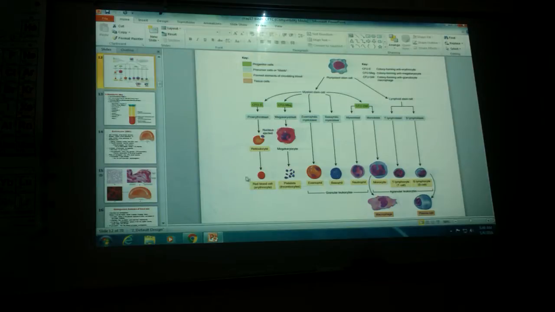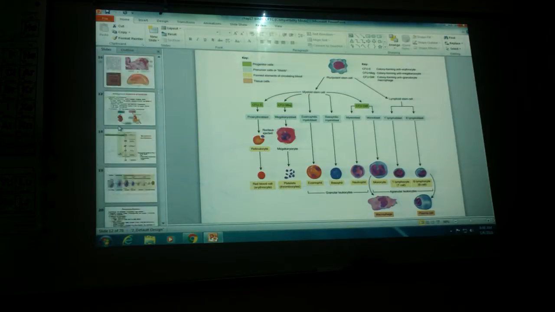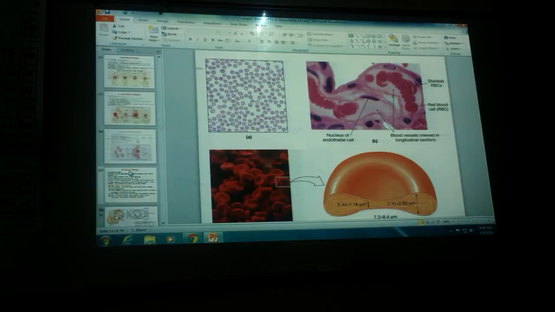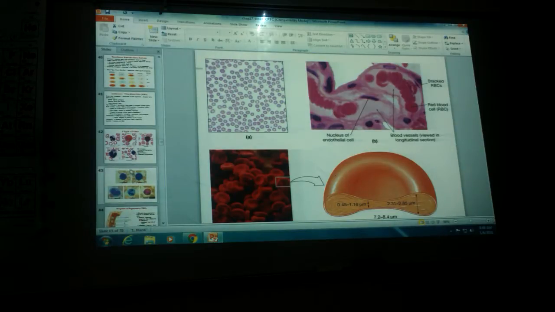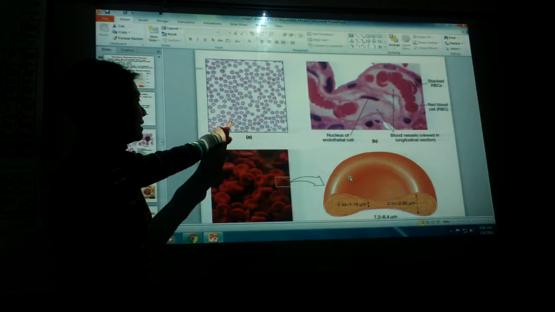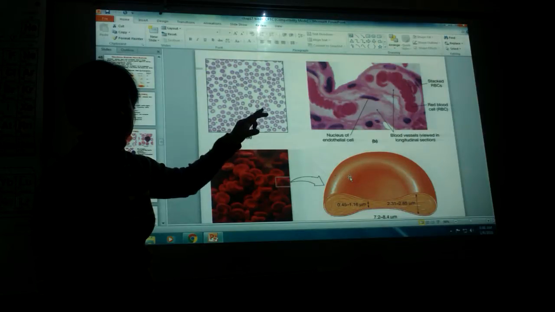By the way, when you're given a blood smear like this, you should be able to identify which one is a red blood cell, which one is a white blood cell, and which white blood cell, we're going to study that one, and which one is a platelet. For now, I want you to know this one: every cell that has a pale center is a red blood cell.